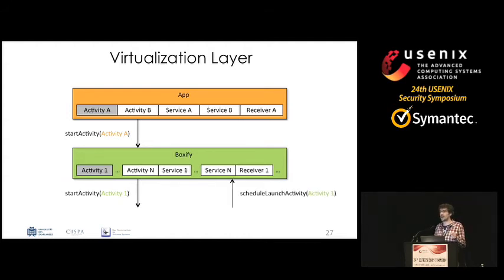The system allocates all the necessary resources to start that activity, and then will call back to Boxify to actually schedule the launch of that activity. And using the mapping we established on the outgoing call between activity A and activity 1, when that call comes back in, we can substitute activity 1 with activity A again, and that call will then be dispatched to the application.